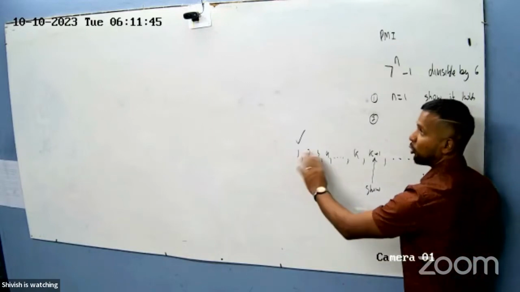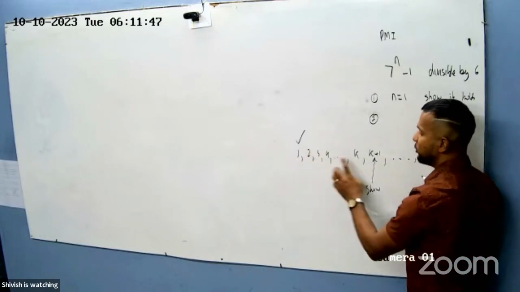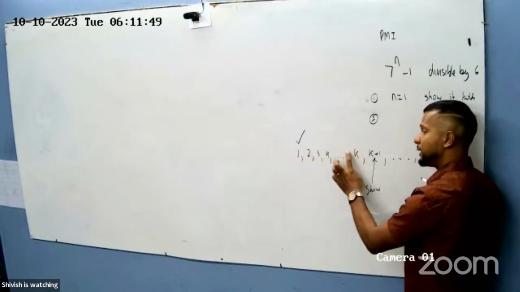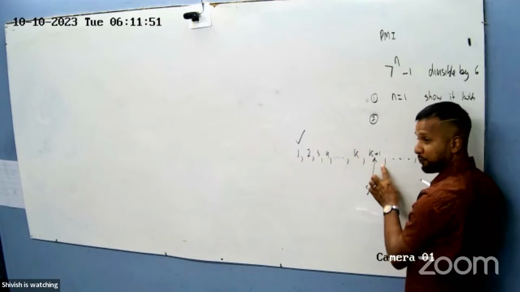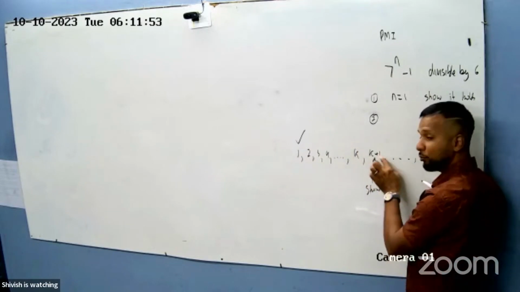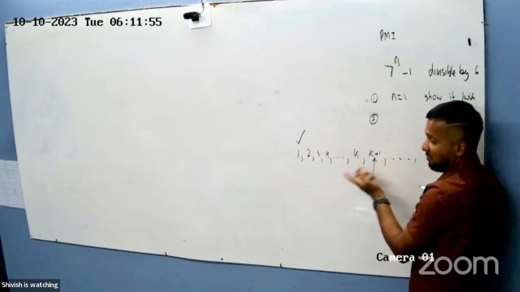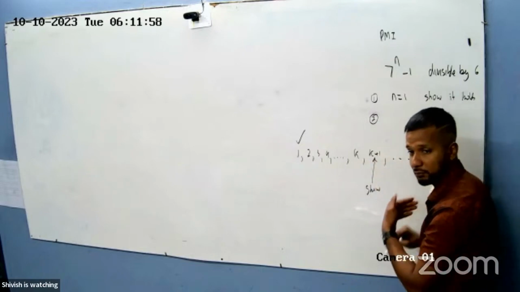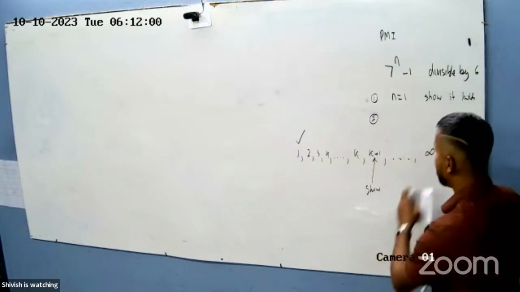First value, not always 1, but first value, we're going to assume it works here, and we're going to prove this here. This is the statement we're trying to prove. Once we can prove this, then it holds for everything. That's okay. So these are the steps of PMI.